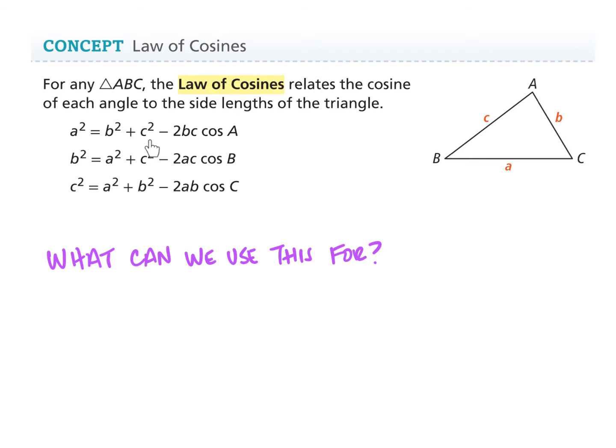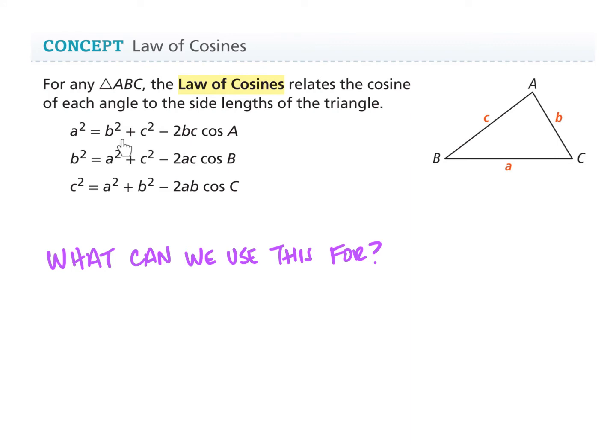And that relationship looks like this. Okay, this is three different versions of basically the same thing. If we look at the first one, we have a squared equals b squared plus c squared minus 2 times b times c times the cosine of A. Okay, now that's a mouthful. That's a lot going on there, right? But you can see that it's using the side lengths of the triangle, a, b, and c.